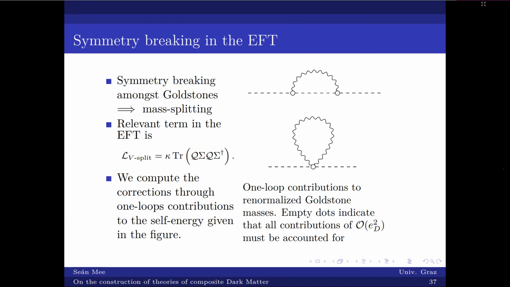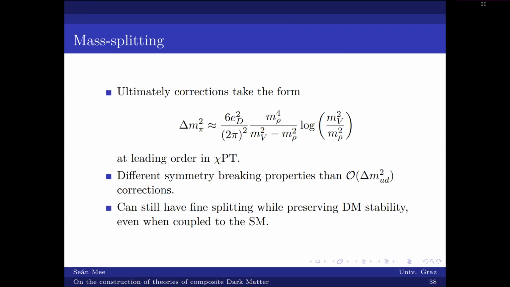And we decided to compute, or at least estimate, this mass splitting through one loop contributions to the self-energy. So these guys here, right? We make it clear that these empty dots indicate that all the contributions of order e dark squared must be accounted for. So in general, that means these don't just include direct coupling between Goldstones and the dark photon, but also with the rho. And under the assumption of vector meson dominance, we arrive at this expression for the mass correction due to U1 charges at leading order in chiral perturbation theory.